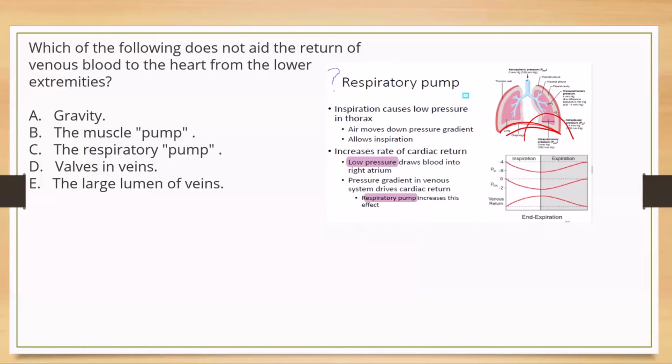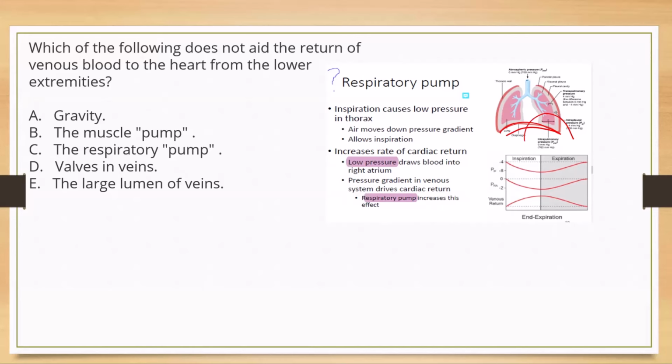And what happens? Air will then begin to move down the pressure gradient, because there will be too much pressure on the outside. So air will move from the high pressure to the lower pressure, isn't it? Basically, that's what happens, and that allows you to inspire, or to breathe in.